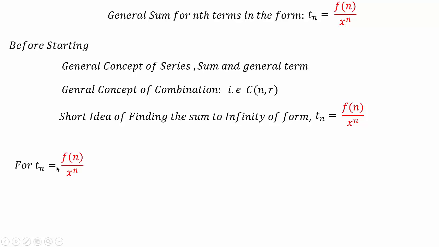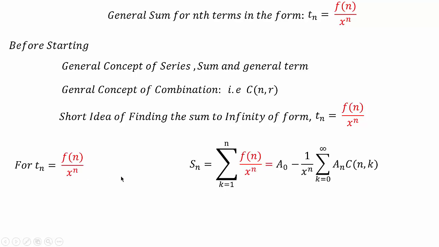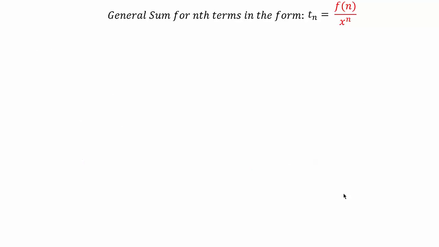So for the general term Tn equals f of n by x to the n, the sum is given by this formula. I have derived this formula myself, so you cannot find this formula by searching in Google. Today I am not going to use this formula, but I am going to use it in a simple way, and I will solve one problem so that you will be clear. So let's start with the problem. I will start with a complex problem so that you will find it easy to do all the simpler problems. So let's start with this problem where the general term is represented by this function.